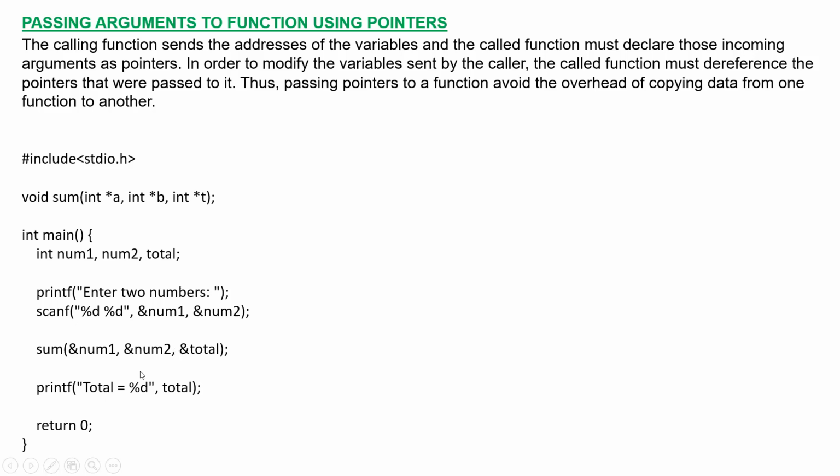In the main function, two numbers are taken from the user. The sum function is then called with the addresses of these numbers, num1 and num2, and an additional address of total. Inside the sum function, what happens? The values pointed to by A and B are added and stored in the address pointed to by T.